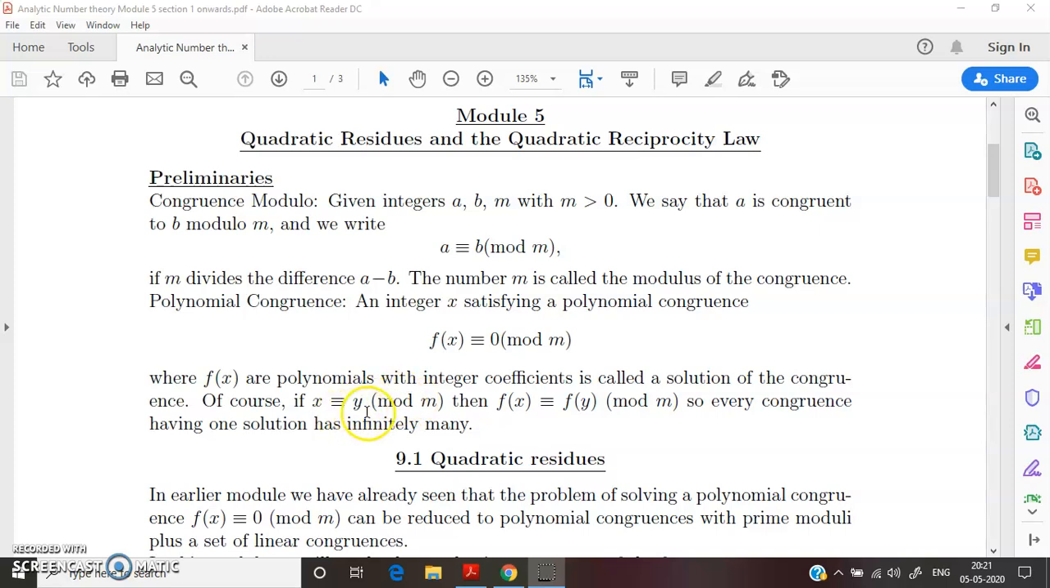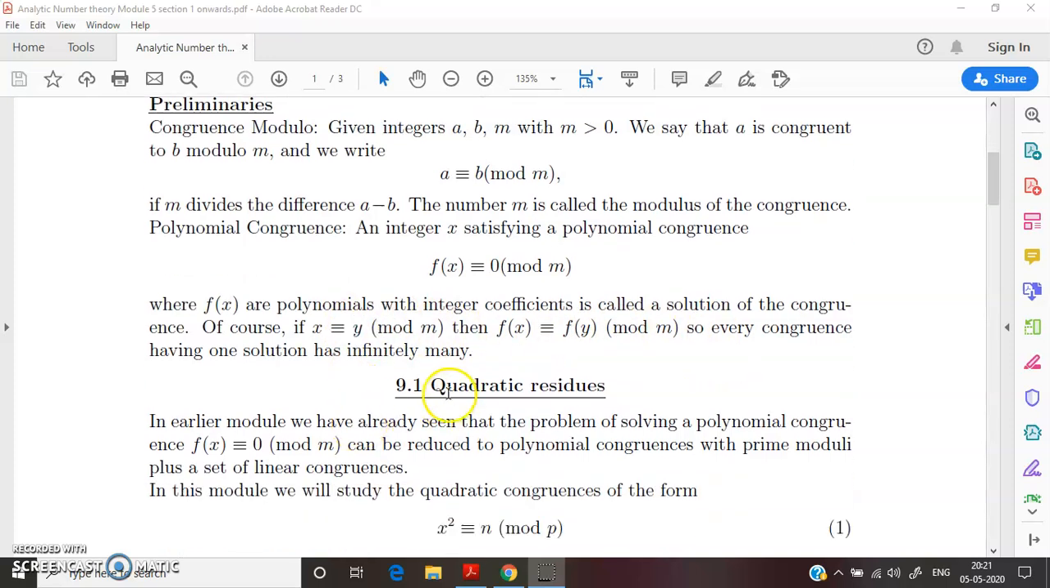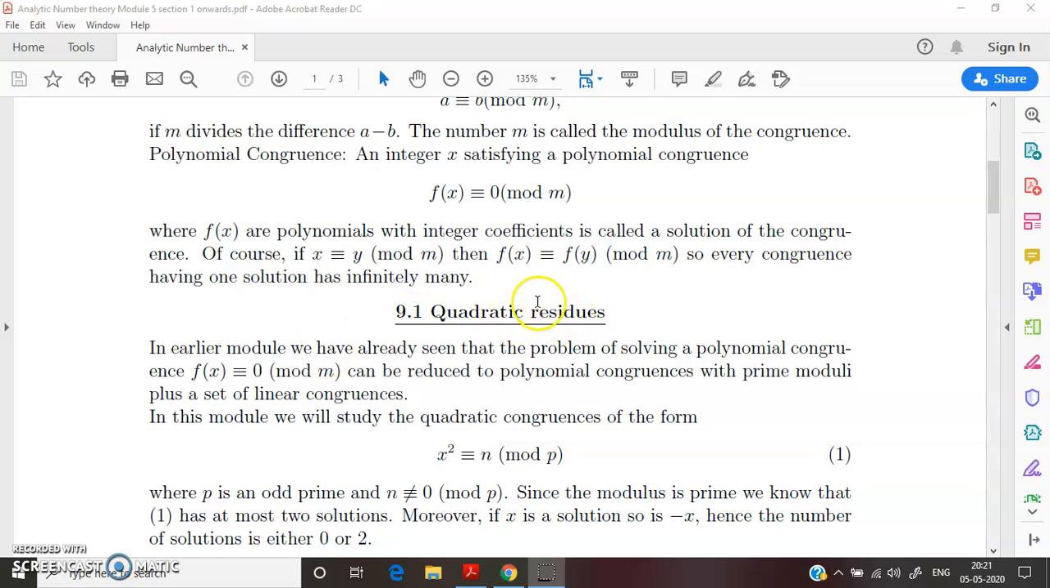If x ≡ y mod m, then f(x) ≡ f(y) mod m. So every congruence having one solution has infinitely many. If it has one solution, then it has many solutions. Now let us come to the quadratic residues.